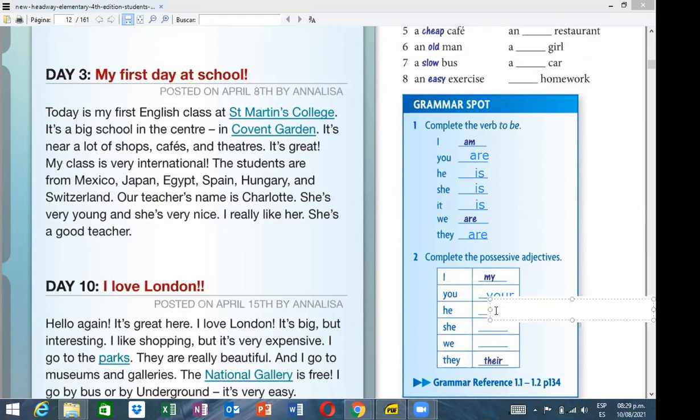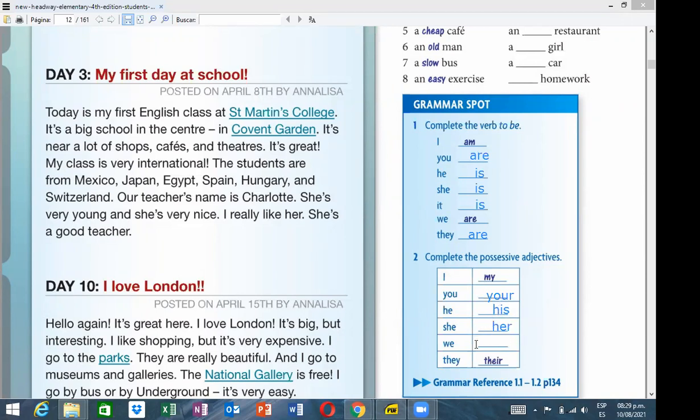Subject he, what's the possessive? His. Don't confuse it. The next, we have the subject she. What's the possessive? Her. Okay, please pay attention in that part.